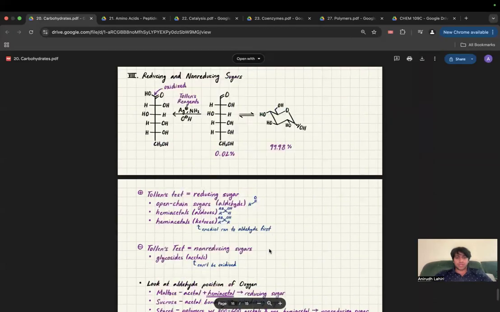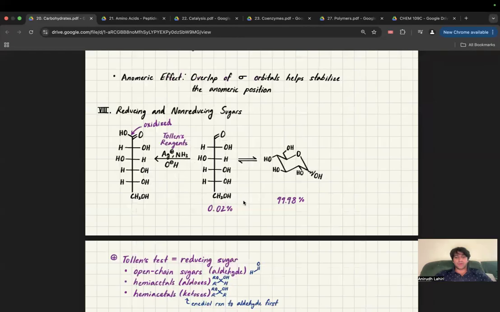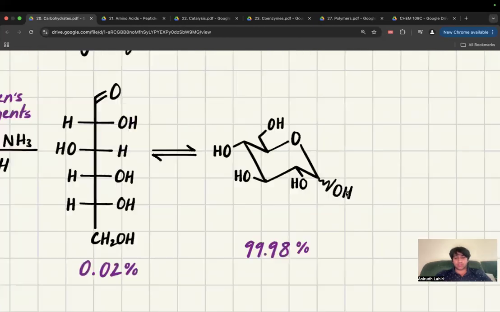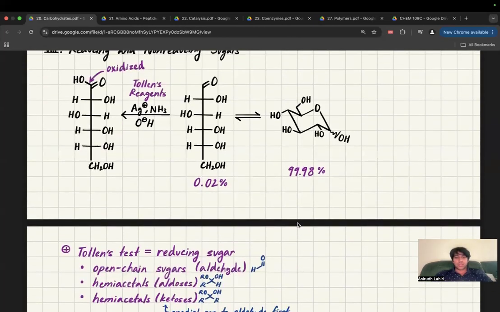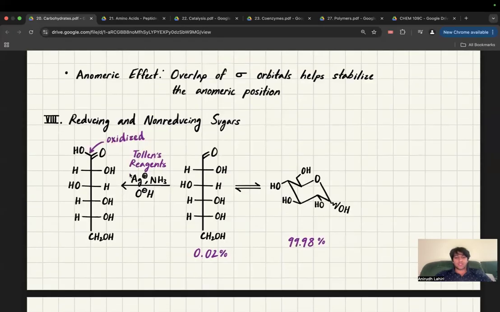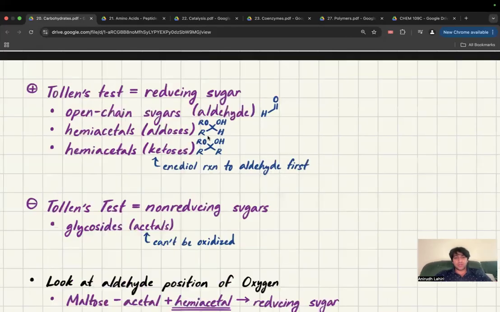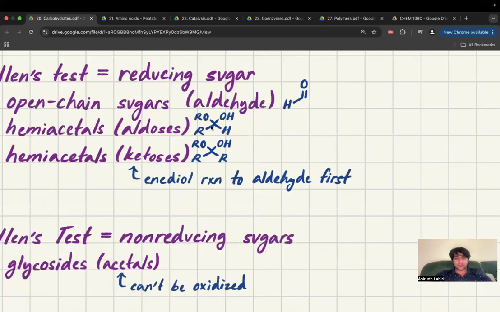This is something called Tollens test. Tollens test was something that was used much earlier on to differentiate between reducing and non-reducing sugars. All a non-reducing sugar means is that we don't have a free OH. We don't have anything to reduce. We don't have any hydrogen to remove here. So with Tollens test, we have Tollens reagent here, and we can make an OH group here. Reducing sugars are open chain sugars, so aldehydes, hemiacetals, or hemiacetals of the ketose version. So basically anything that has a free OH group here.